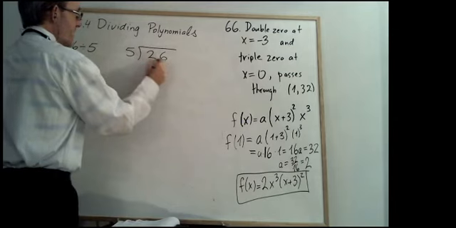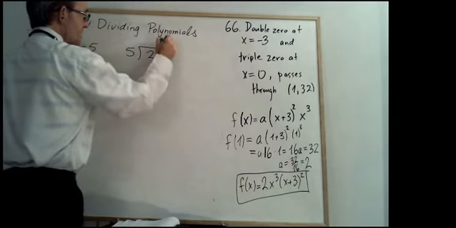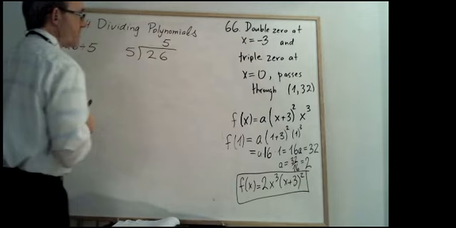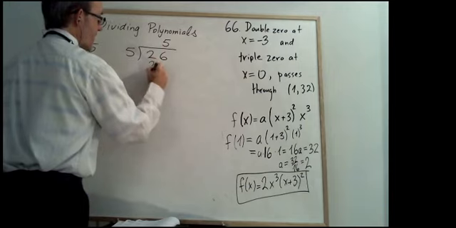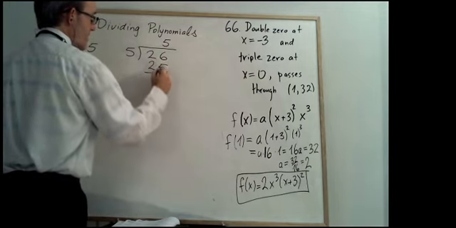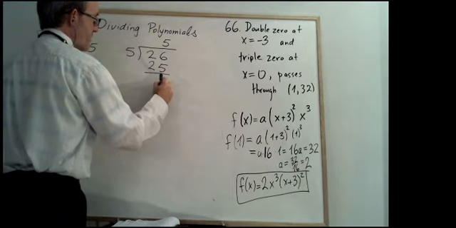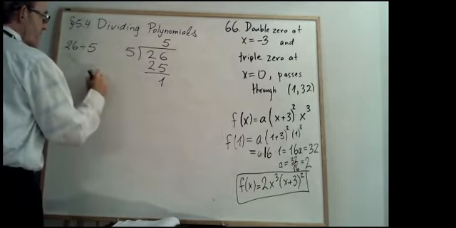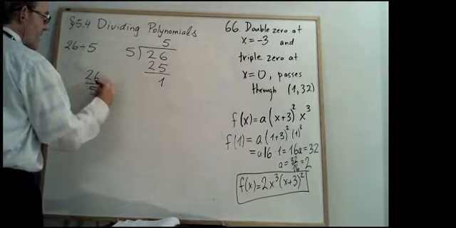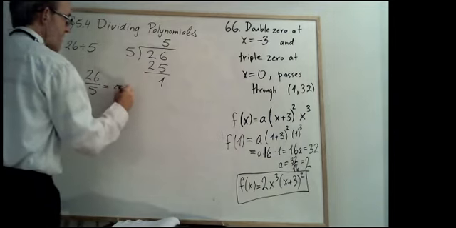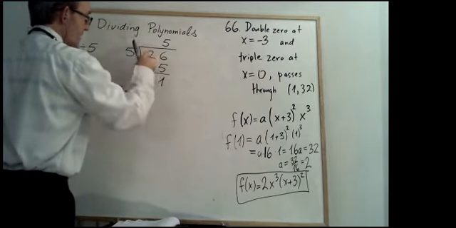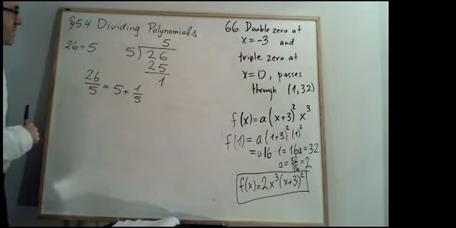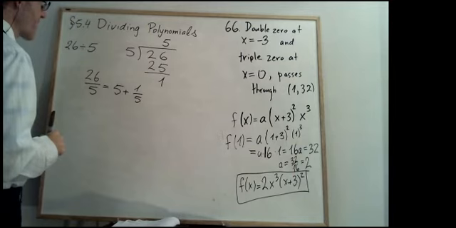So if we look at how many factors of 5 go into 26, we find the maximum number without going over. 5 times 5 is 25. And then we subtract and we get a remainder of 1. Okay, so we can write this as 26 over 5 is 5 plus the remainder divided by the divisor. The whole thing is called a quotient. Okay, so you remember those terms.